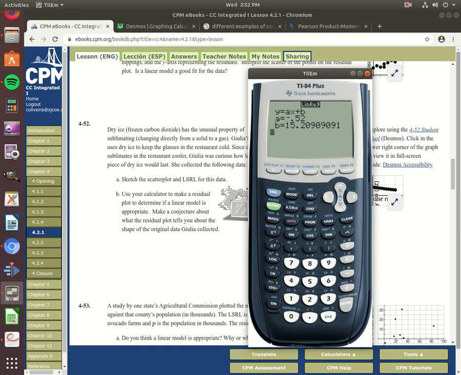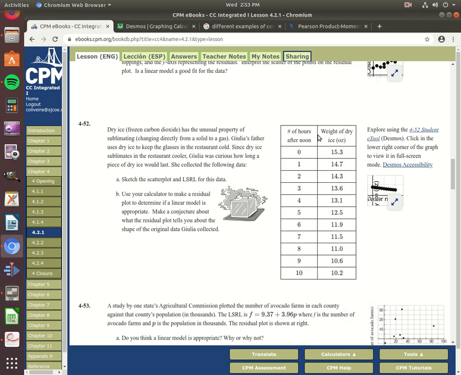And I get the equation, which I will jot down. Y equals negative 0.52x plus 15.21. Now I will go define my stats plot by going L1, L2, and I will go zoom 9 to take a look at it. So here's what my data looks like. And again, what does this mean? So I am going to remember my X's are hours afternoon and my Y is weight of dry ice in ounces.